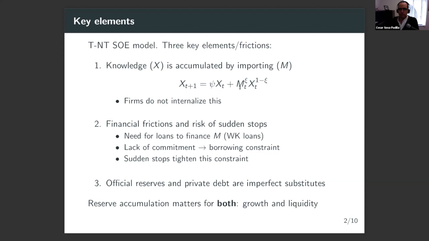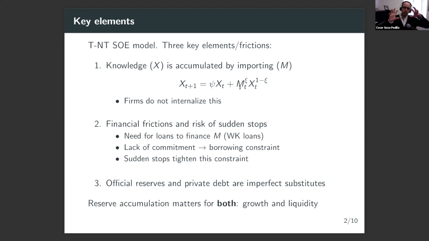The second key element is that there are financial frictions and the risk of sudden stops. The firms, in order to import, need loans to finance this. These are the working capital loans. There is an underlying lack of commitment that makes foreign lenders restrict the amount of loans that they're willing to give the firms for this import financing. That's where this borrowing constraint comes from. And what the sudden stops do is that they randomly tighten this borrowing constraint. Those are the two points highlighted by Luca.